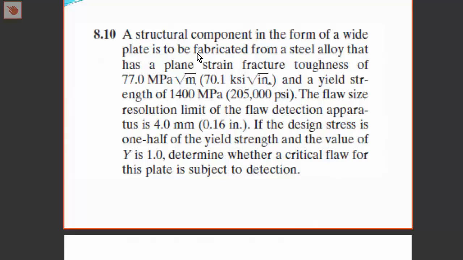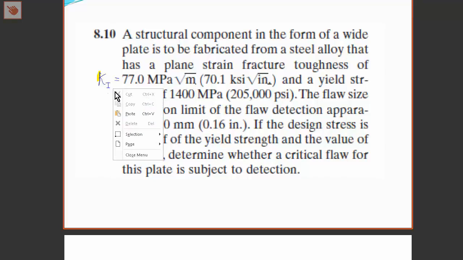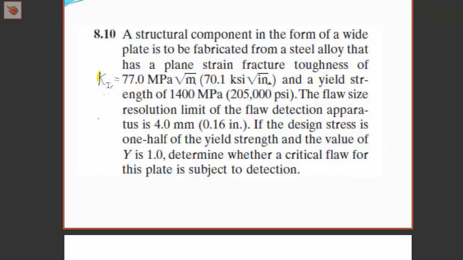A structural component in the form of a wide plate is to be fabricated from a steel alloy that has a plane strain fracture toughness of 77 megapascals. So this value is the KIC value, the plane strain fracture toughness. And a yield strength of 1400 megapascals.